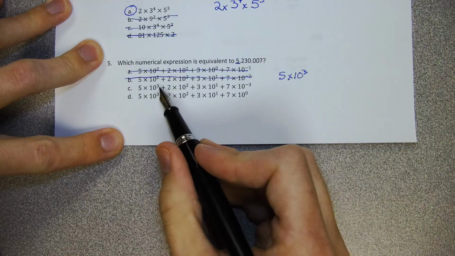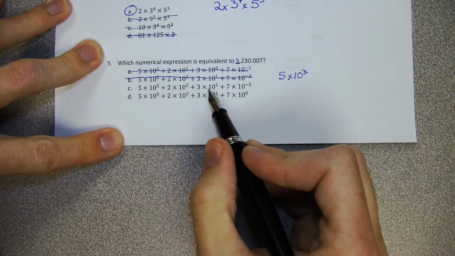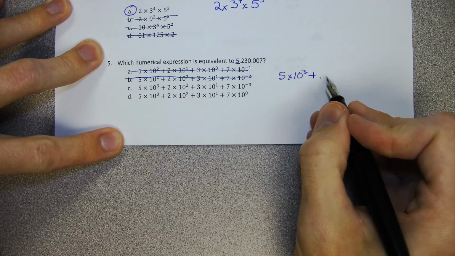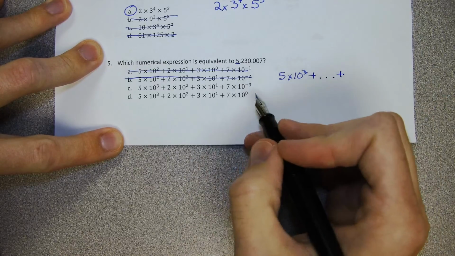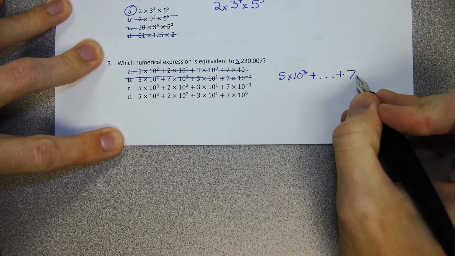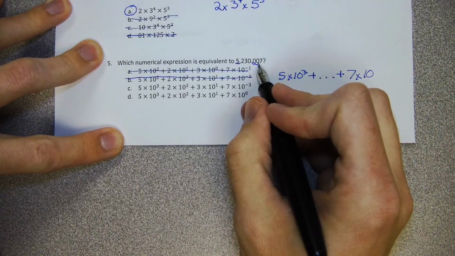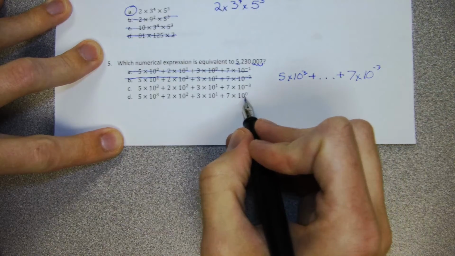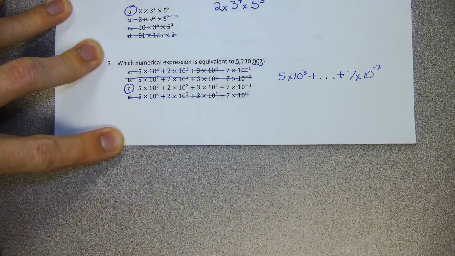Well, let's notice about C and D. 5 times 10 to the third, 2 times 10 to the second, so those are the same. 3 times 10 to the first, so all of the rest of this, I'm just going to write out as plus dot dot dot because all of the rest of it doesn't matter. Plus, we need to figure out the 7 bit. So 7 times 10, let's see here. We'd have to go 1, 2, 3 spots back to the negative third. Notice this one only has 10 to the 0. We don't need it. C is the correct answer.